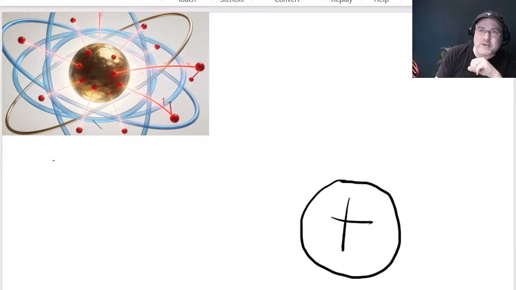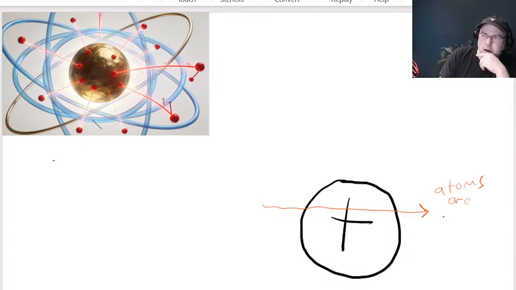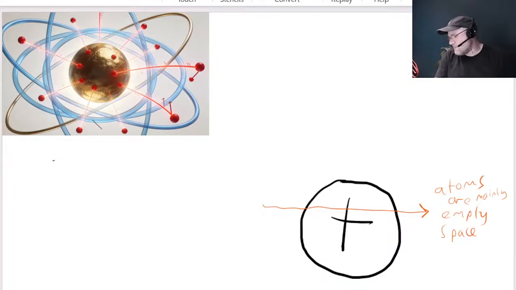Well, what the actual findings, I'm going to draw in orange, instead of them all going through, what they found is that 99% went through, most went through, and this proved, if you get a 6 marker on this, atoms are empty space, mainly. I should have said atoms are mainly empty space. That's what it proved.